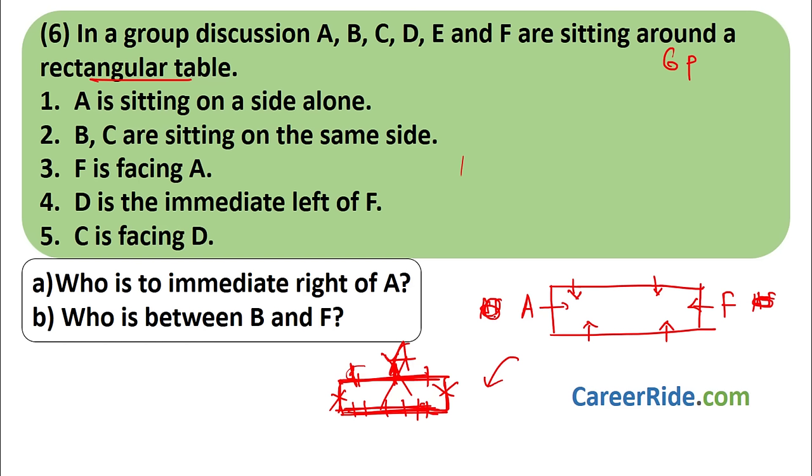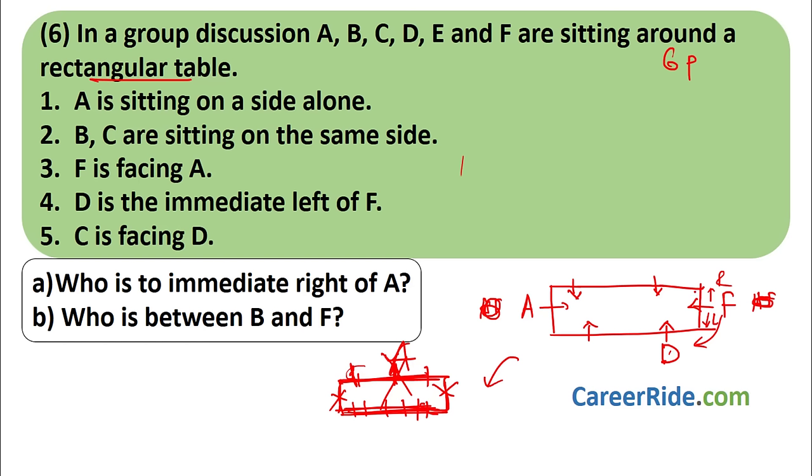What is the first sentence? A is sitting on a side alone. That gets satisfied. Second, B and C are sitting on same side. Again, we do not know. Move to next. F is facing A. Next, D is the immediate left of F. Immediate left of F is this because F is facing inside. So this will be left. This will be right. This is left. Immediate left of F is D.